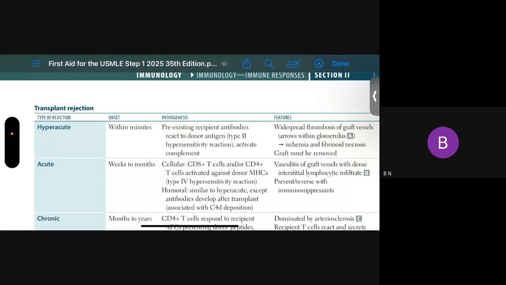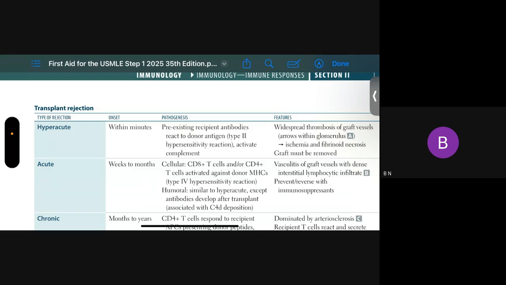So what are going to be the features? We're going to be having thrombosis of the graft vessel. The graft vessel is directly going to undergo thrombosis, ischemia, and fibrinoid necrosis. Ischemia and fibrinoid necrosis, that's obvious, right? These are going to be the responses which are going to be seen in hyperacute rejection, right?